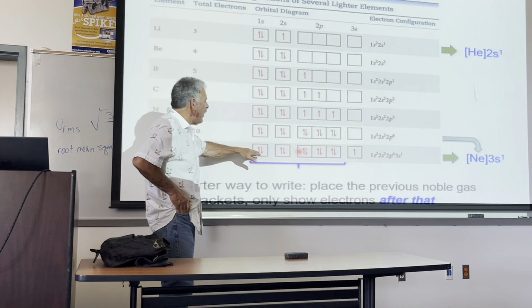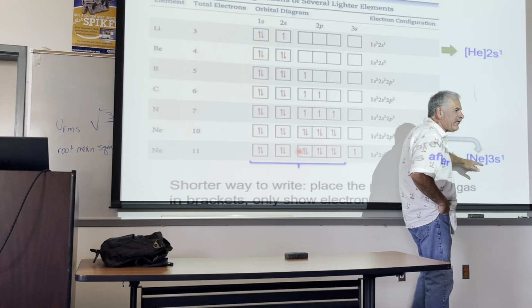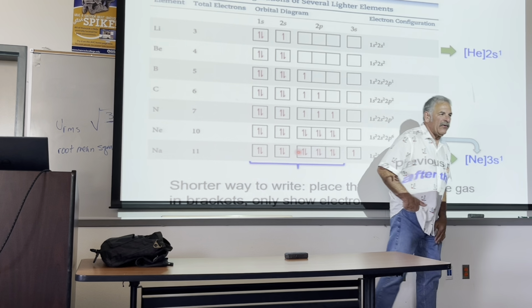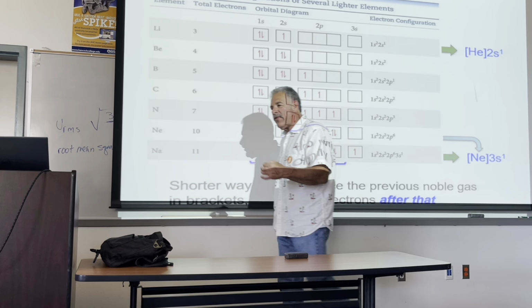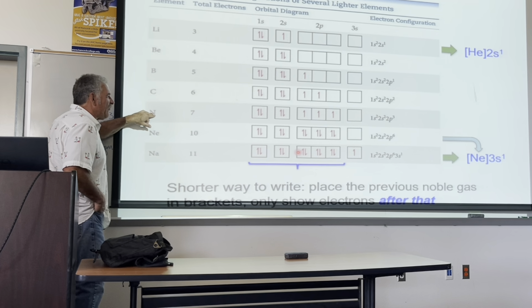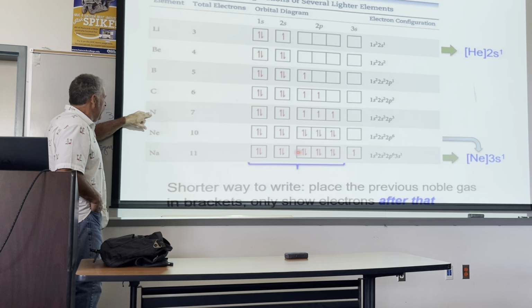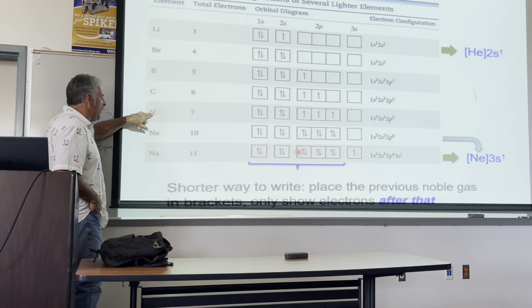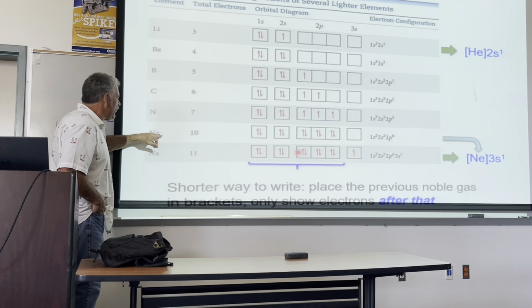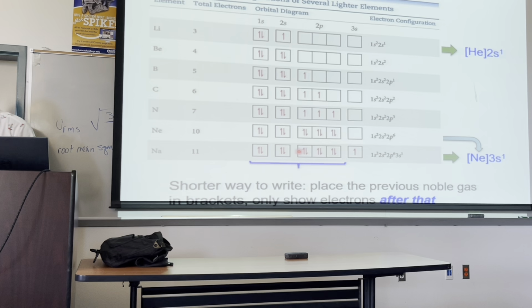So we can write a shorthand using the noble gas that comes before, because why is that the case? Because all the electrons that come before the next electron are in the element prior to that. So nitrogen has all the electrons that carbon does plus 1. Neon has all the electrons that nitrogen has plus 1, but when we get to the noble gas configuration, we just use that as a shorthand to save time for the next element.